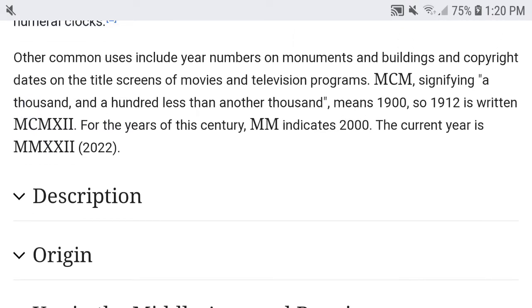What would be the next interesting one? I guess MMXX is 2020, right? And then MMCCXXII, I guess, for 2222. But that will be 200 years from now, right?